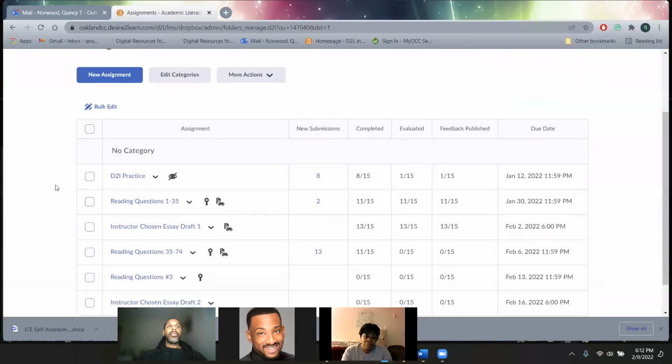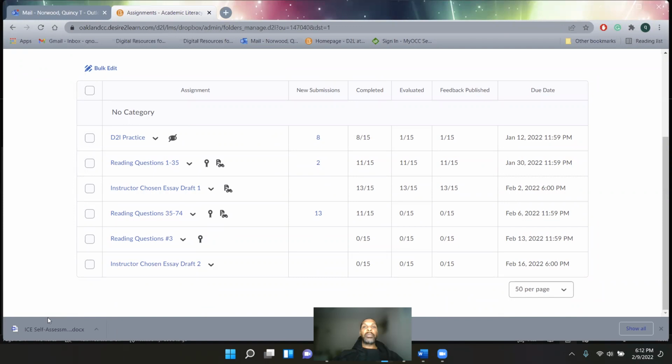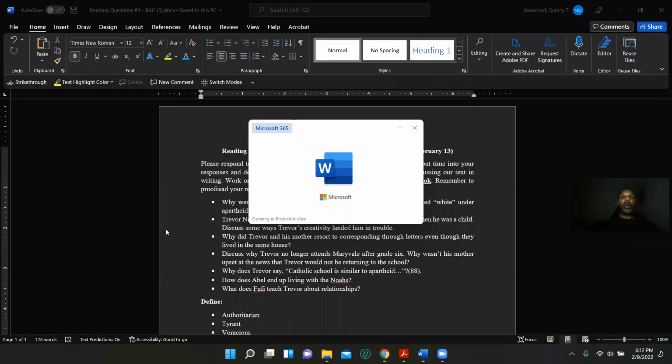Okay. Another thing, I've created the assignment folder for draft number 2. So don't put it in the draft number 1 folder. Put it in the draft number 2 folder when you're done. And then there is an additional piece that I want you to submit with your draft number 2. All right. And it's this document that I'm opening right now. Okay. And it's a self-assessment.